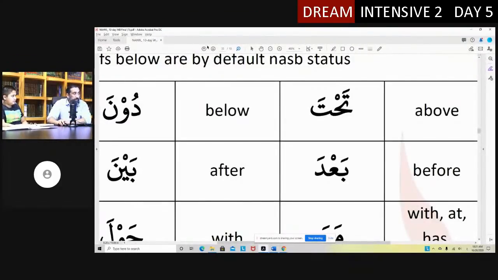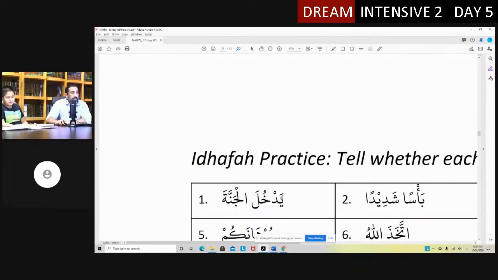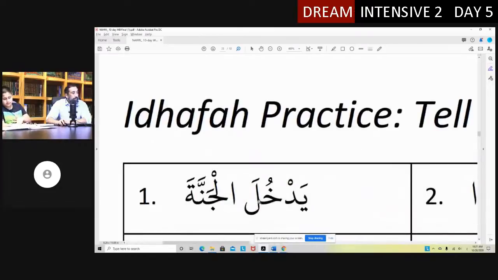Now let's put them into practice. Theory can be confusing. Practice makes life easy. So page 23.